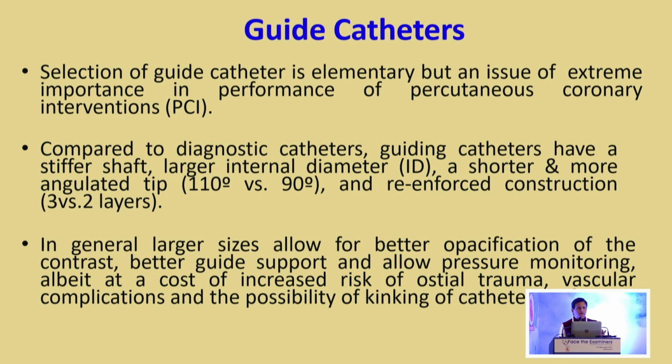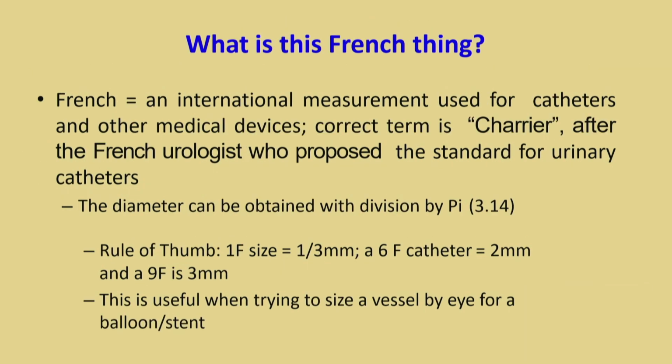So the guide catheters, and often it is told in French. So again, what is this French? French is not French leave, but French is, of course, you know that Charrière, who was a urologist who did it for the urinary catheters, that's how he named it. And one French is equal to pi, 3.14, or one size is equal to 1/3 millimeter. That means if it is a 6 French catheter, it's roughly about a 2 millimeter size catheter, and if it is a 9 French, it is 3 millimeters. So kindly remember that, like 6 French, 7 French, and 8 French, how it is.